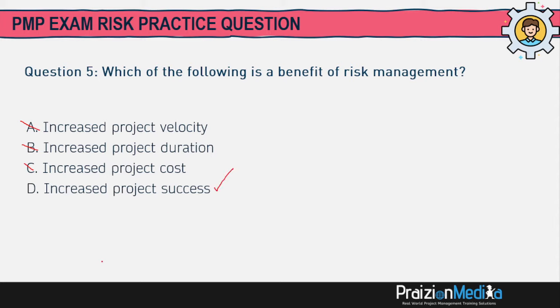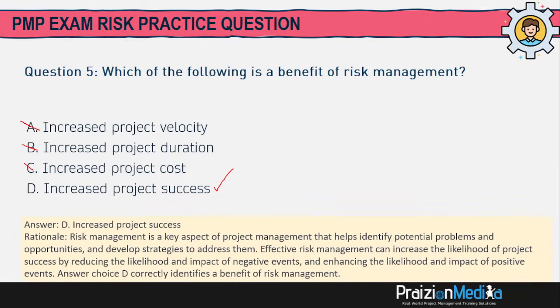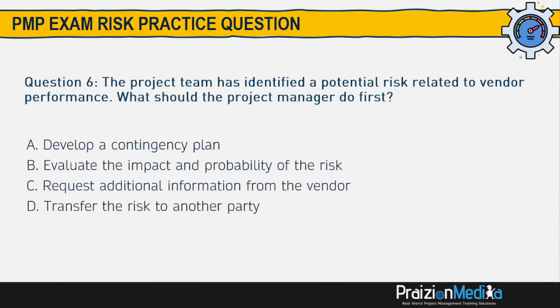It's increased project success. Risk management is a key aspect of project management that helps identify potential problems and opportunities and develop strategies to address them. Effective risk management can increase the likelihood of project success by reducing the likelihood and impact of negative events and enhancing the likelihood and the impact of positive events. The answer choice D correctly identifies a benefit of risk management. All right, let's go on to our next question here.